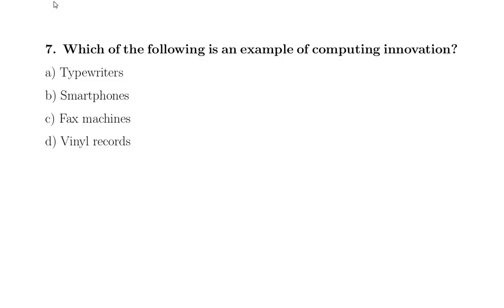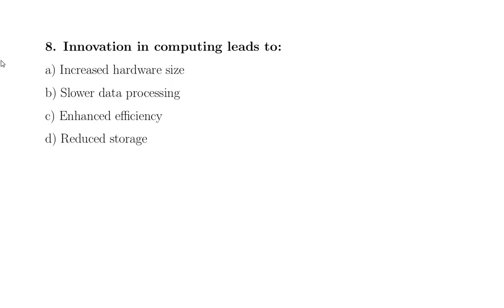Which of the following is an example of computing innovation? Typewriter, smartphones, fax machine, and vinyl records. The correct option is smartphones. That is option B. Question number 8: Innovation in computing leads to increased hardware size, slow data processing, enhanced efficiency, reduced storage. The correct option is enhanced efficiency. That is option C.